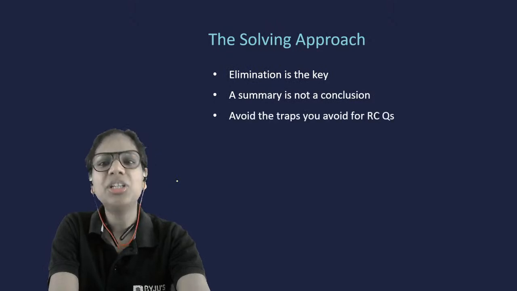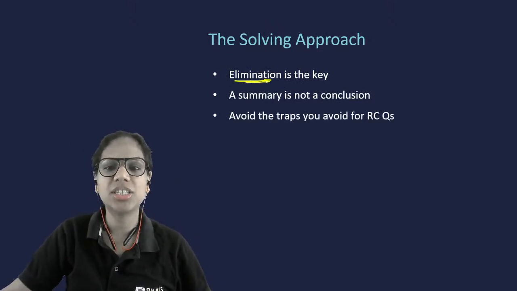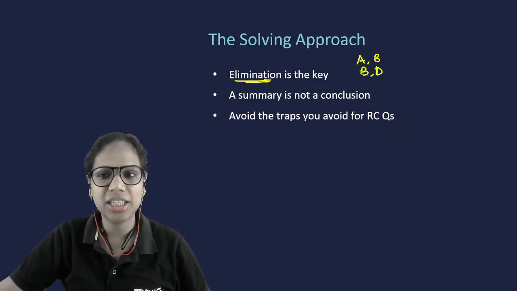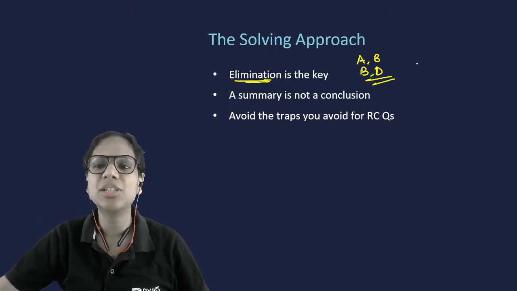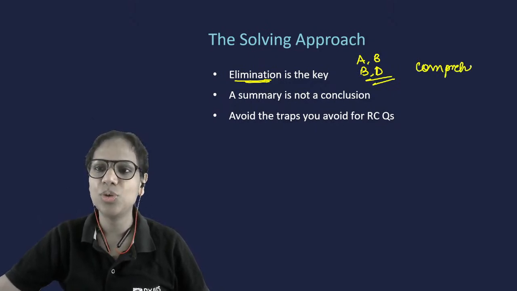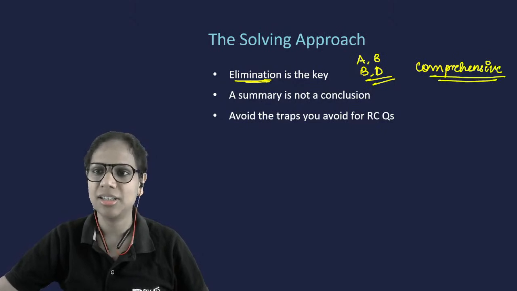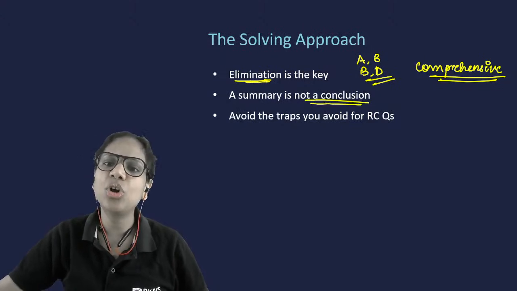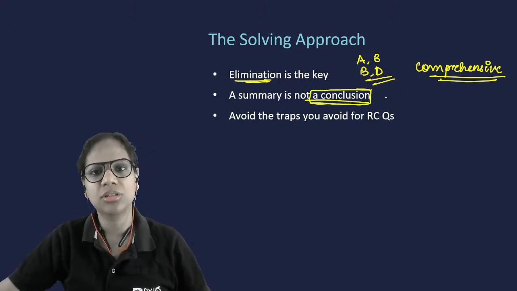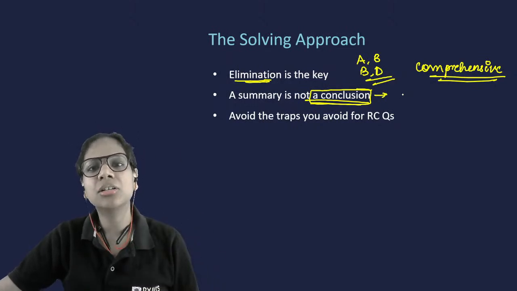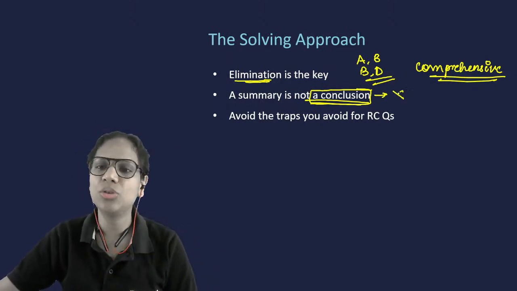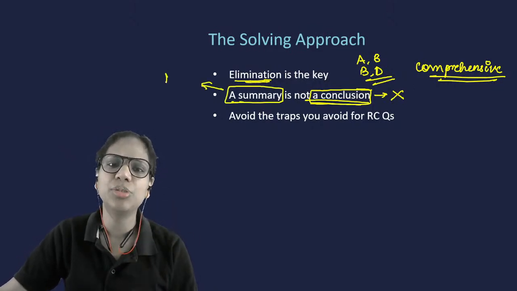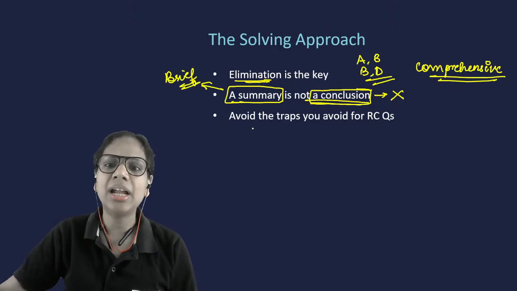Anyway, the things that we realized while solving were that elimination is the key. So, for instance, let's say you were confused between A and B or B and D in the previous question. You had to eliminate and see which is the most comprehensive, covering all the key ideas, out of these two. Then, a summary is not a conclusion. So please do not infer or conclude anything on your own. Students derive conclusions on their own and think that is the summary. No, you've not been asked to conclude anything. You've just been asked to state what is already stated in brief.